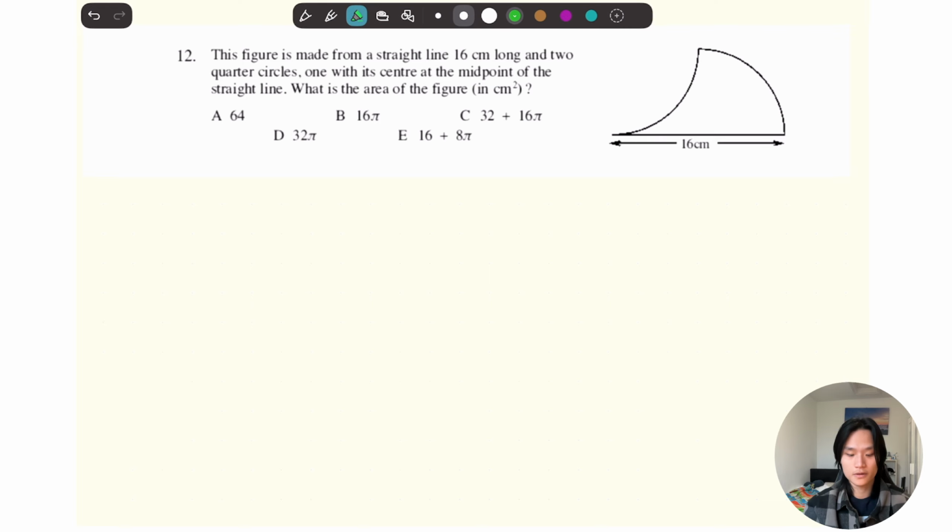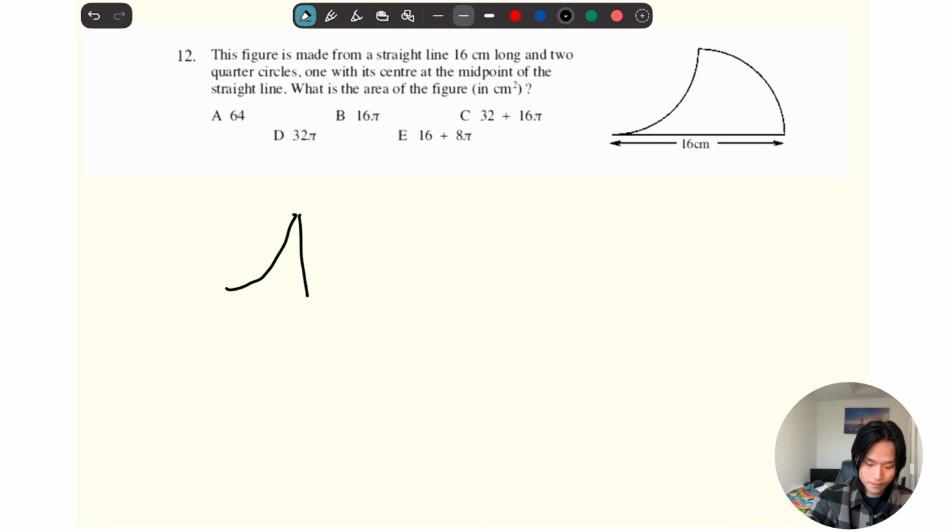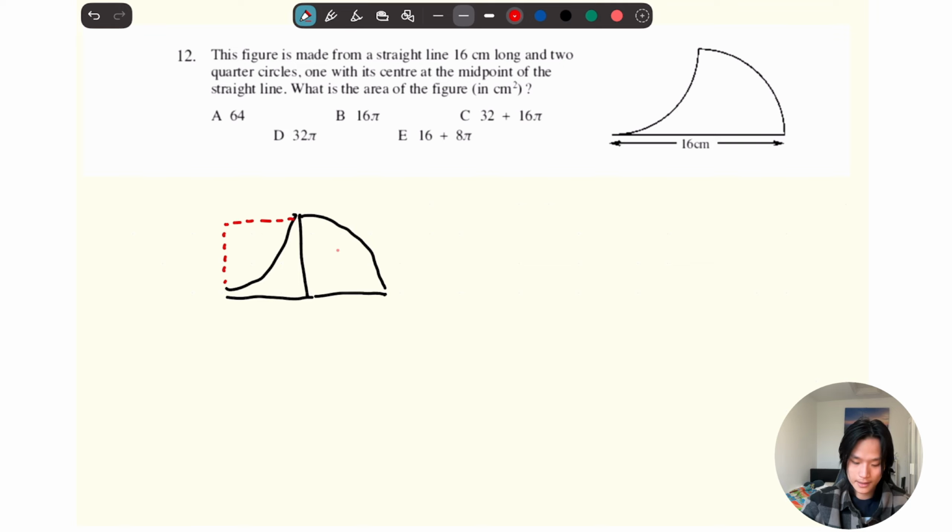So let's draw the diagram again. So the first quarter circle is here, and then the other quarter circle is here. So we drew the dotted line, that's the quarter circle, and then another quarter circle here, okay? Now let's try and color the left part of the figure. We use green here. This will be very useful, as we will see now.